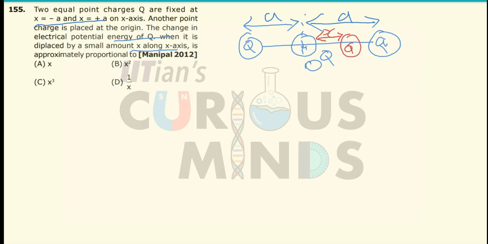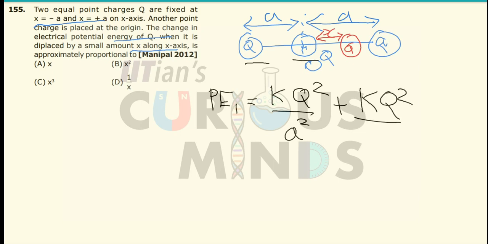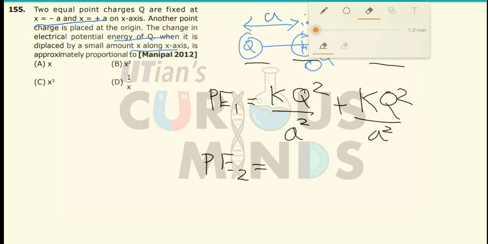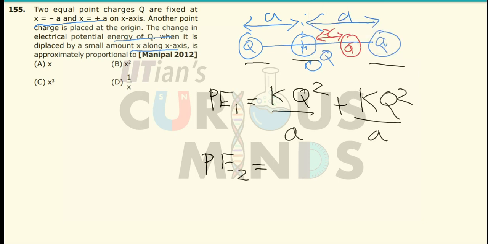So we have to find out the change in the potential energy. The potential energy in the first case will be equal to 1 by 4 pi epsilon, that is k, q in the first case, which is kq squared divided by a, plus kq squared divided by a, that is due to the other charge. So this is the potential energy in the first case.